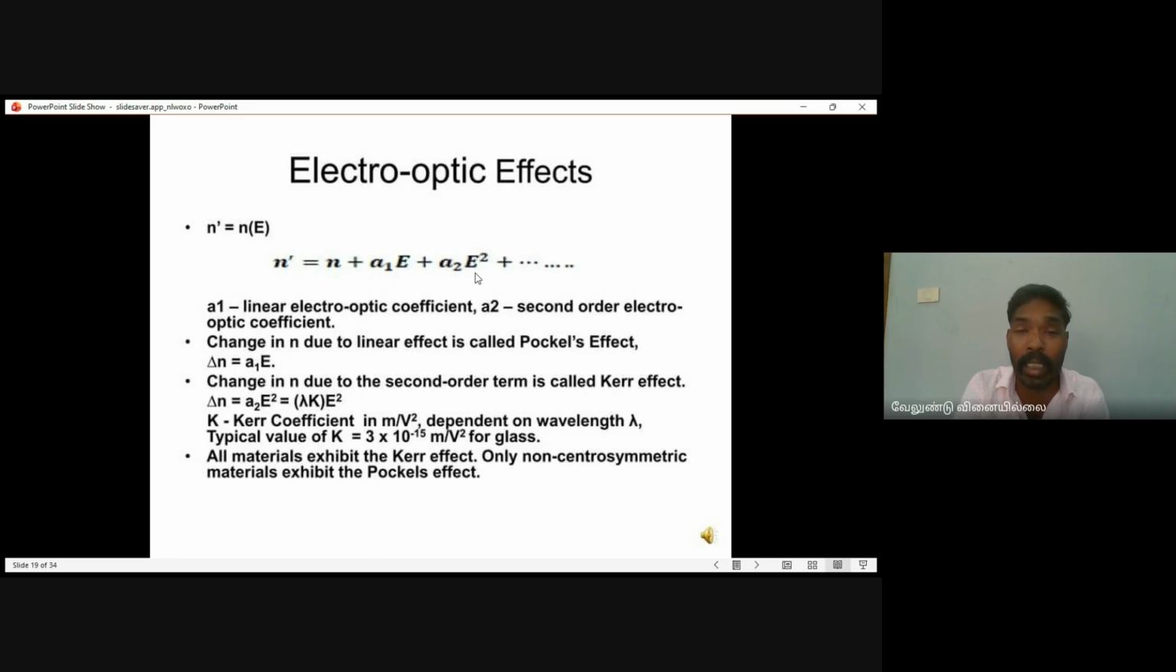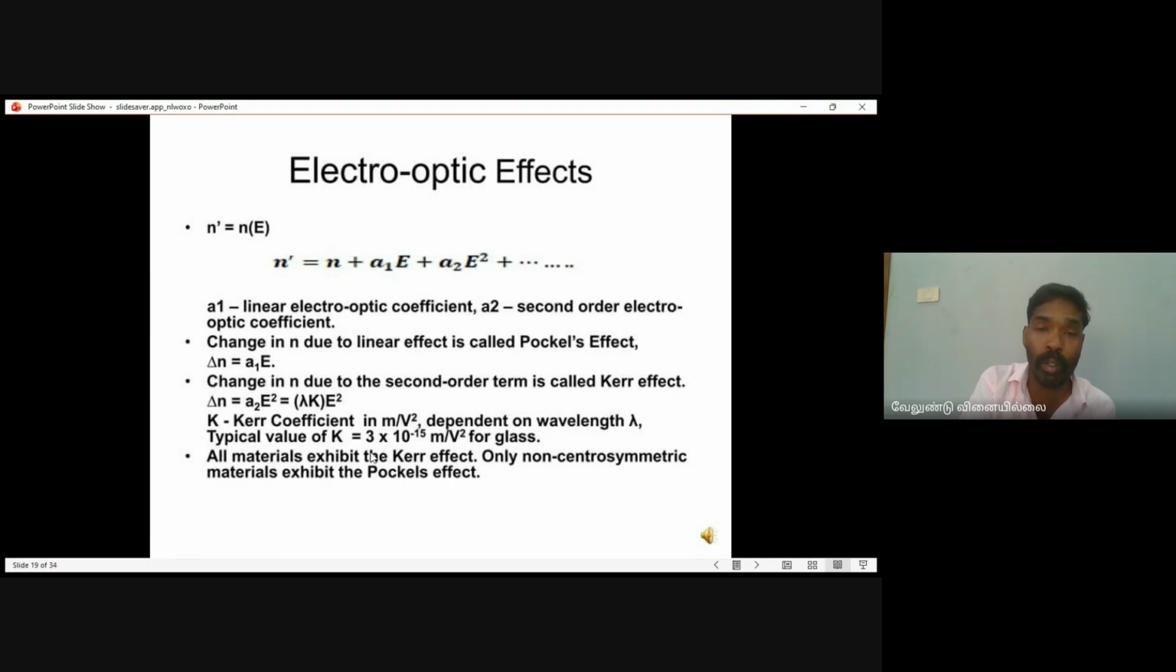What is second order? A2. Can you see the equation? A2 E squared. Yes or no? So what can A2 E squared represent? Here you can see my cursor. Actually, can you see my cursor? Yeah. A can be represented by lambda K E squared. This K is called the Kerr coefficient, and this effect is known as the Kerr effect.